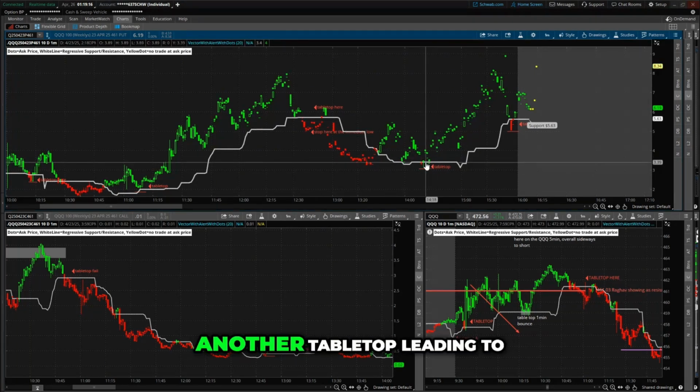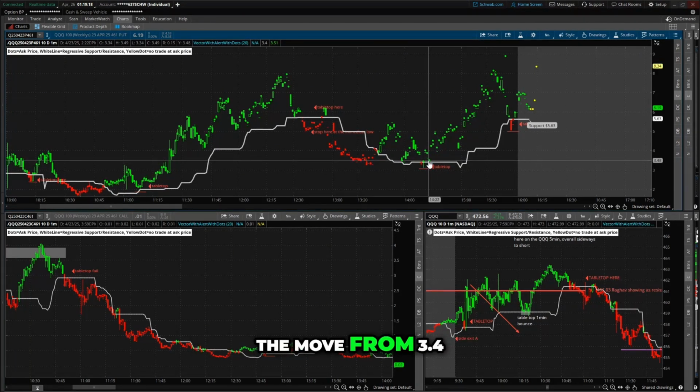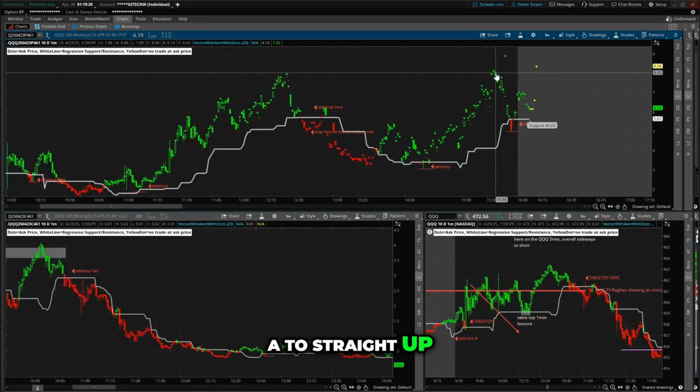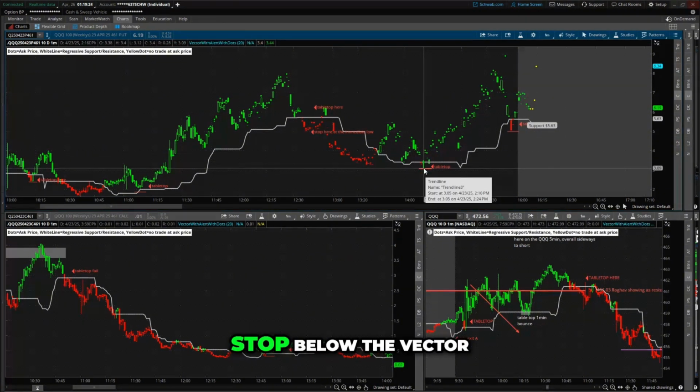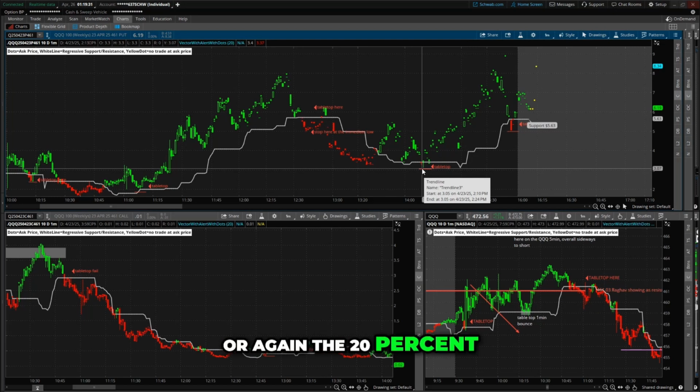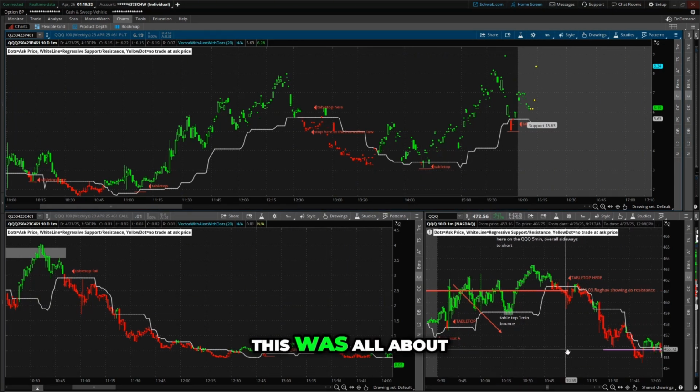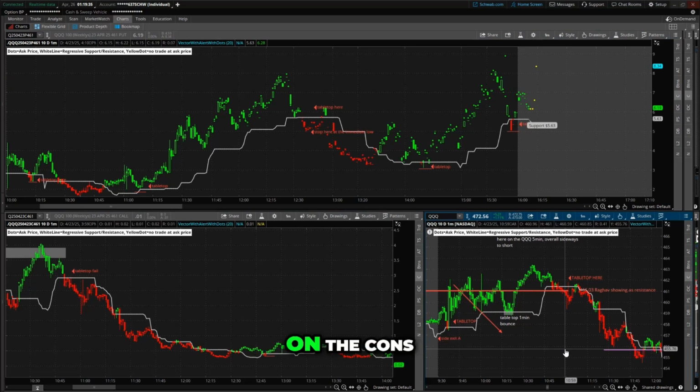Next up, we have another tabletop leading to the move from 3.4 straight up around 8. Now, this is a great trade. You can keep your stop below the vector or just below the low right here, or again the 20%. Okay, now this was all about looking at the vector on the cons. It's pretty simple. You just need to look for tabletops and side exit and use them for your entries.